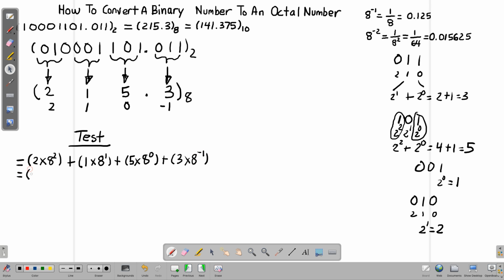Let's break it down further. This is the same as 2 times 64 plus 1 times 8 is 8 plus 5 times 1, because anything to the 0th power is 1. So 5 times 1 is just 5, so let's put 5 there. And then we have 3 times, and looking at the top corner here, 8 to the -1 power is a value of 0.125. So that replaces it here.